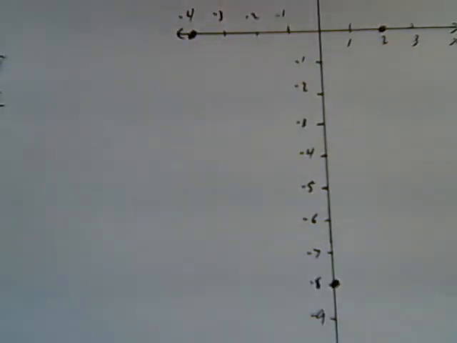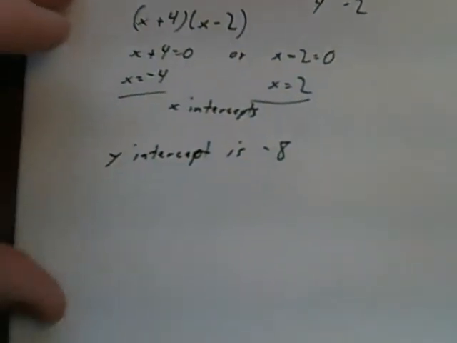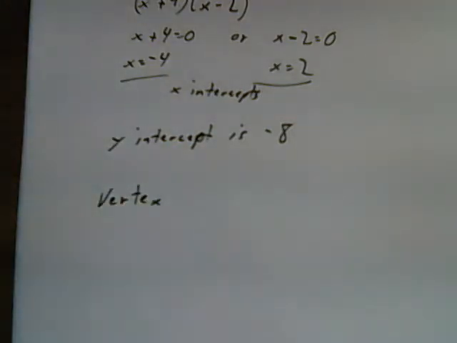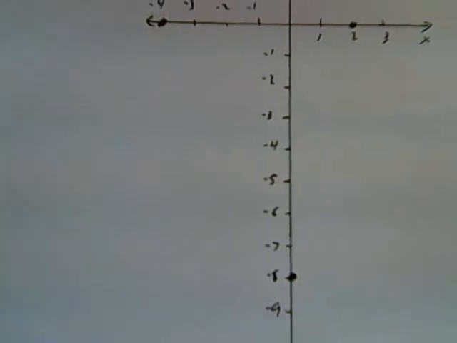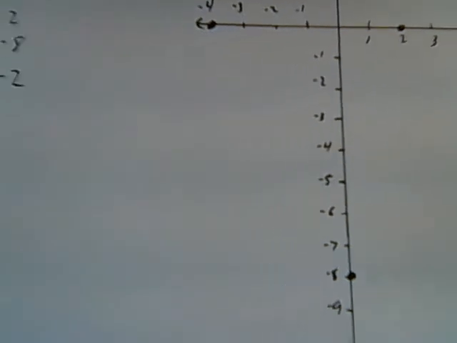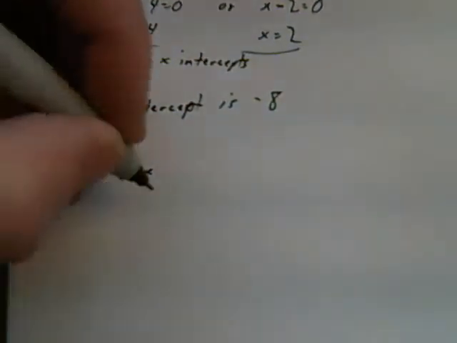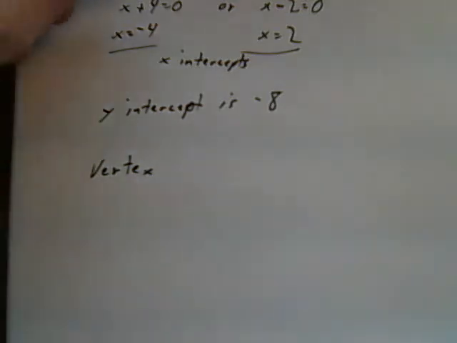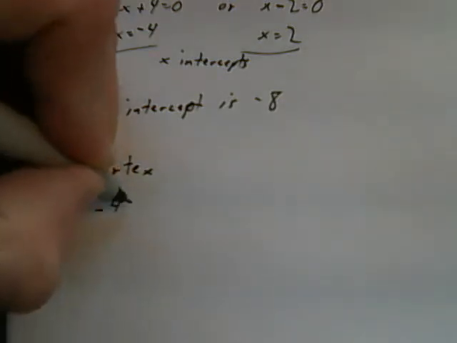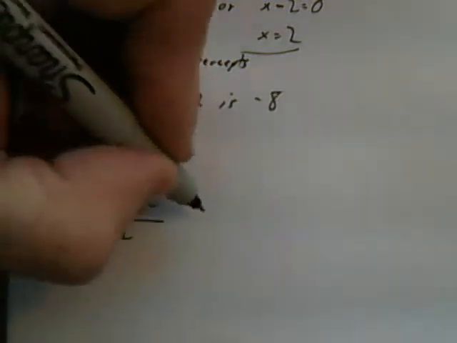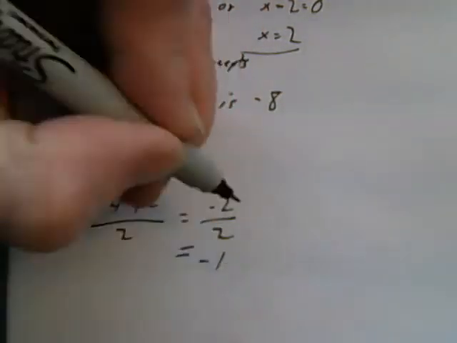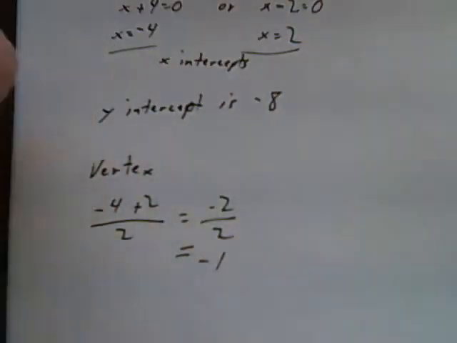Now I want to get the vertex of the function. To find the vertex, it happens midway between the two roots. So it's going to happen equidistant between these two points. To find the midpoint, I'm going to add my two x-intercepts and divide by 2. So I'm going to have negative 4 plus 2 divided by 2. That works out to be negative 2 divided by 2, which is equal to negative 1. That's the x-coordinate of the vertex.